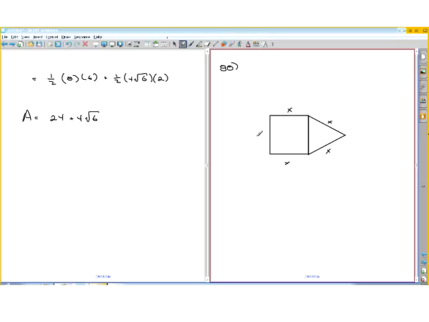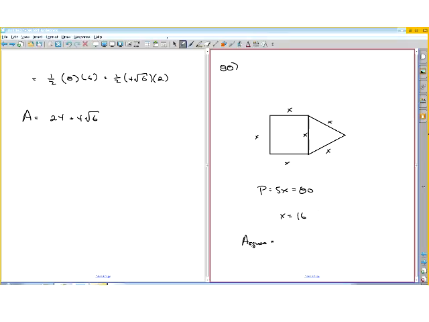And this is x, and this is x, and this is x, and this is x, and this is x. So the perimeter is equal to 5x, which is equal to 80. So the length of each side is 80 divided by 5, which is 16. Okay, so now we're going to find the area of the pentagon. We're going to break it up into a square and a triangle. So the square is easy. It's just x squared.